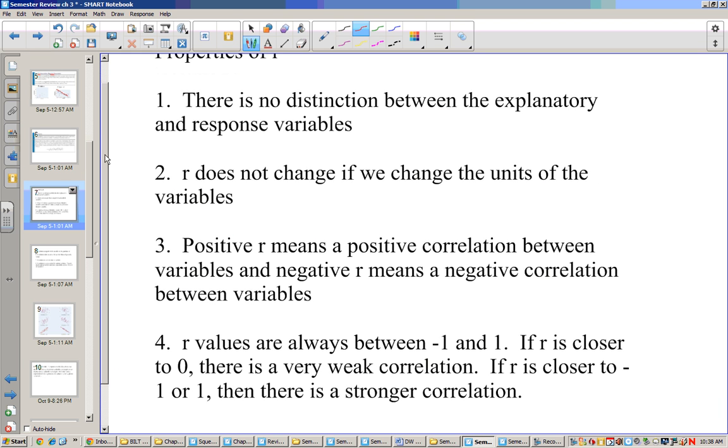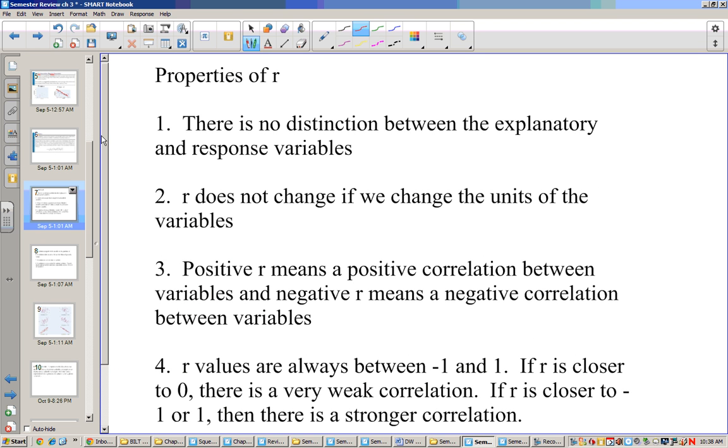Now there are properties of R. These are pretty important because they tend to pop up on multiple choice questions. There is no distinction between explanatory or response variable. So if we switch the x and the y's, the R will stay the same. So if we flip-flop these, R stays the same. R does not change if we change the units. So if we change from centimeters to inches, the R value is still the same.